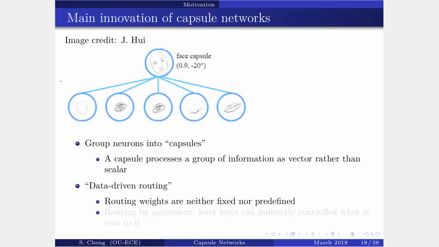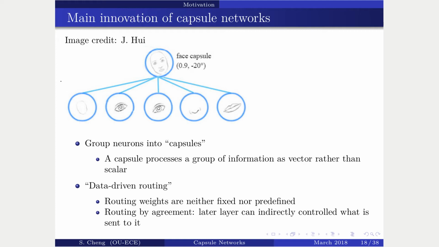Here, what we have is the routing rate, in the sense that the rates from the early layer capsules to the later layer capsules are not fixed or predefined. However, it's using something called routing by agreement. So you can think of the later layer as actually being able to indirectly control what is sent to it.